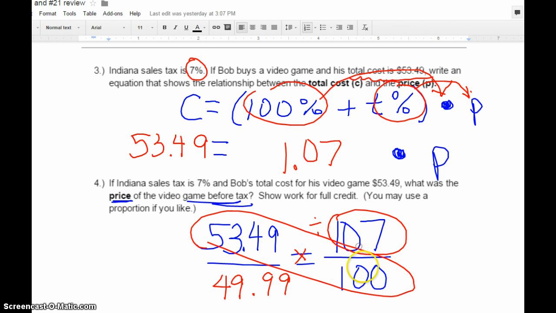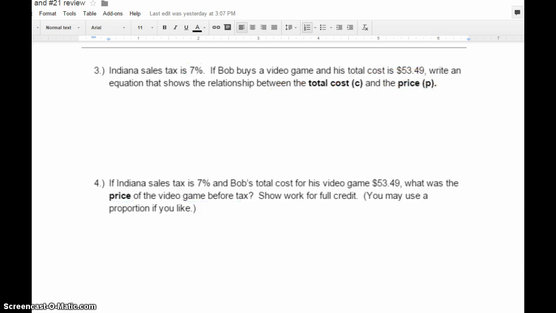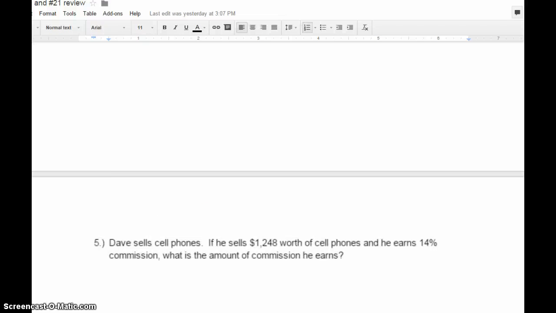If you're wondering where I got that 107, why I put it up here, it's because I'm going to pay 100% of the price, and then I'm going to pay that 7% tax. So in the end, my total cost is going to be 107% of the price. Moving further. That's probably the hardest problem on your quiz.